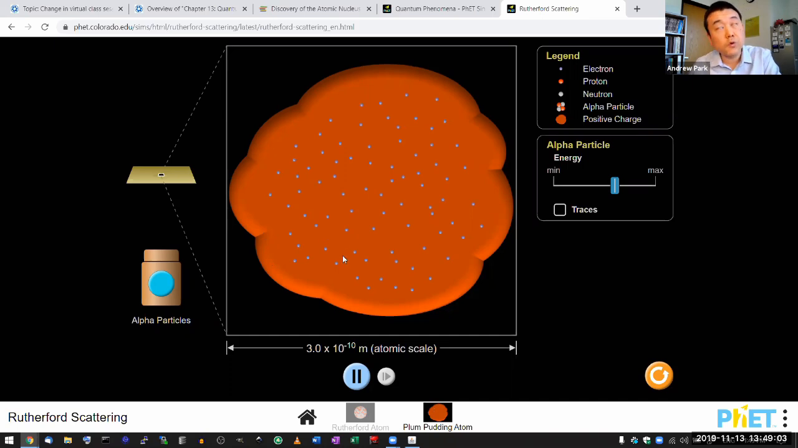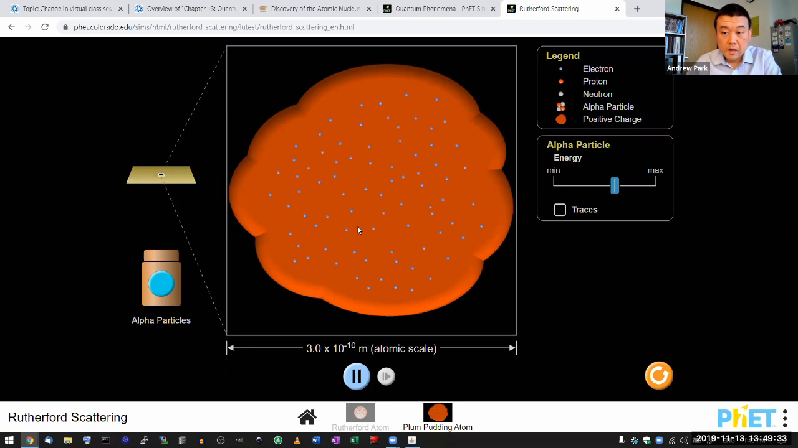And because we know the gold atom to be electrically neutral, if it contains electrons, it must contain positive charges. What the plum pudding model has is this positive charge distributed in a uniform kind of way over the size of the atom, so that these electrons can be embedded into it in a stable way.